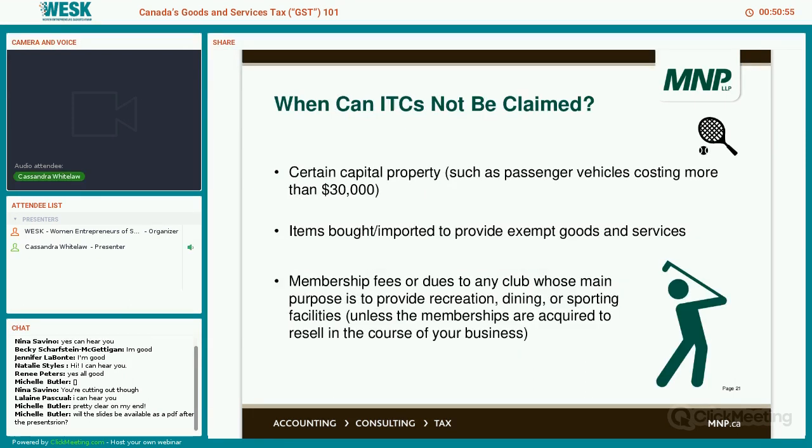There are also some ITCs that you can't ever claim. So there are some GST amounts that you're going to have as an expense that you won't be able to recover. In addition to the capital property limitations that I was just talking about, you also cannot claim an ITC if you are buying or importing the items to provide exempt goods and services. There won't be an input tax credit available for that. And just like income tax, any membership fees or dues that you pay to a club whose main purpose is to provide recreation, dining, or sporting facilities, you can't claim those unless, of course, you're purchasing them to resupply them. But we don't see that very often.